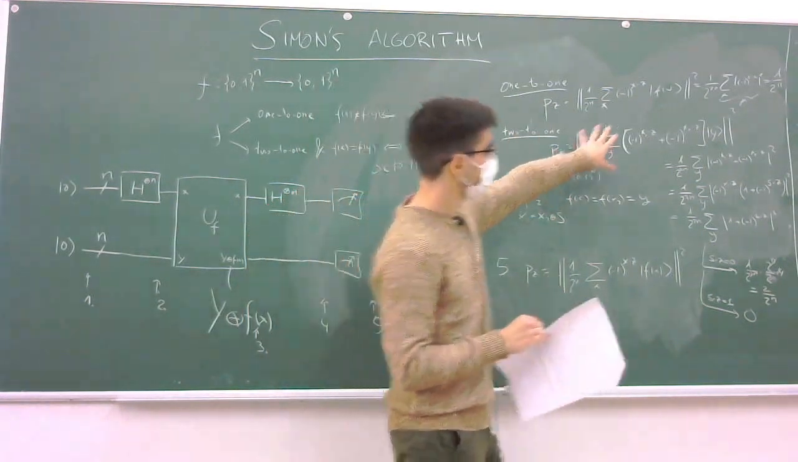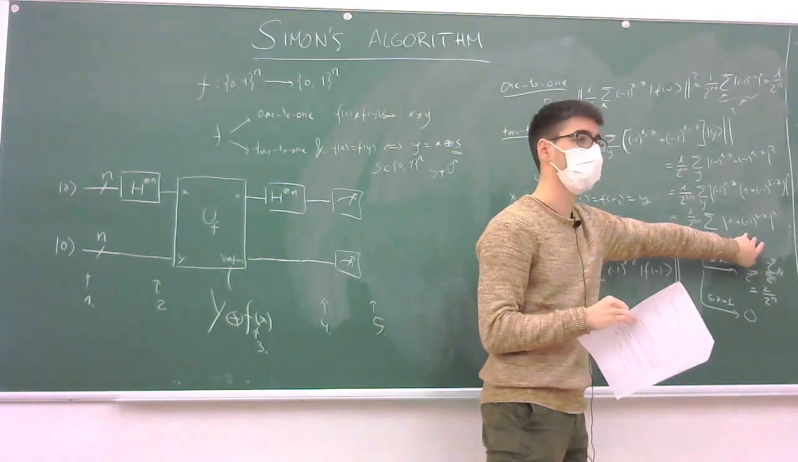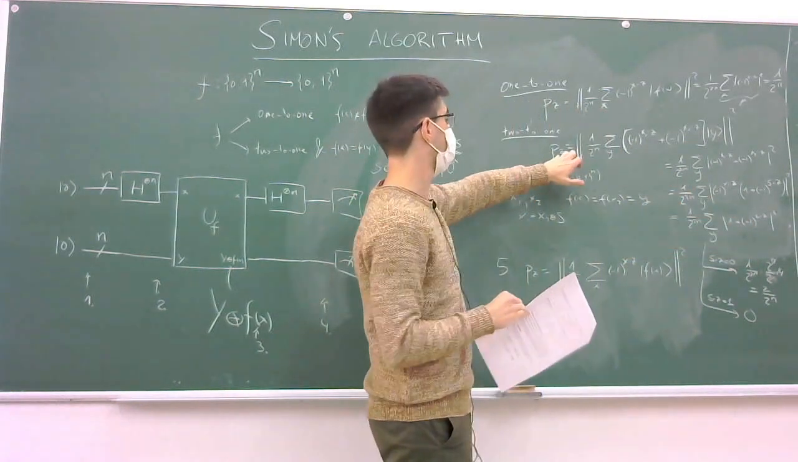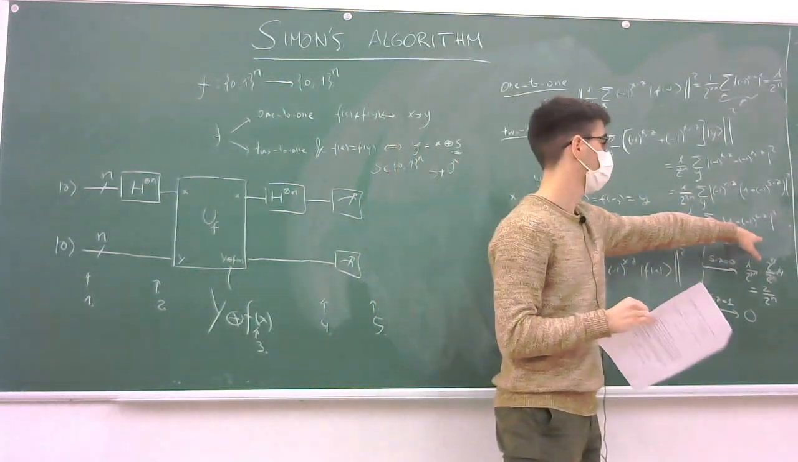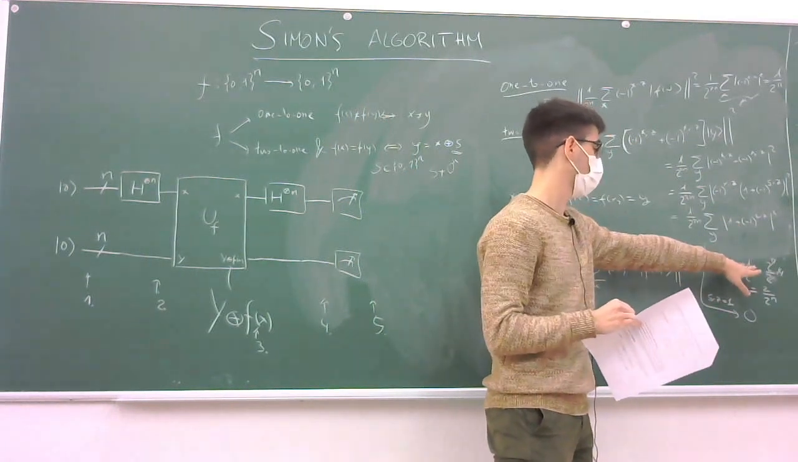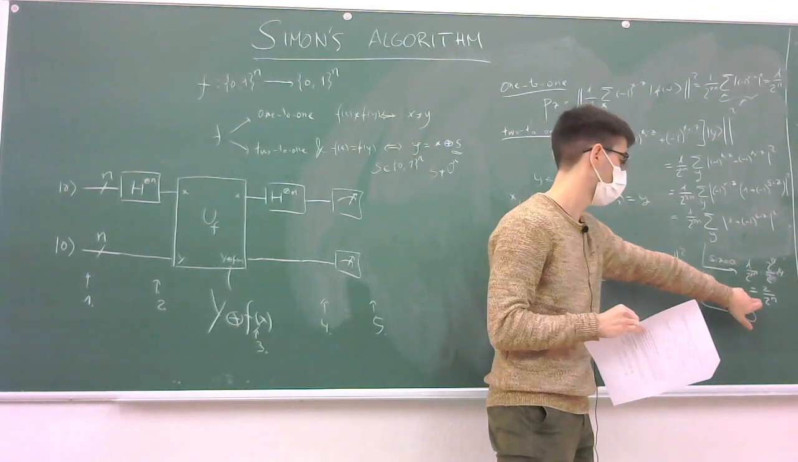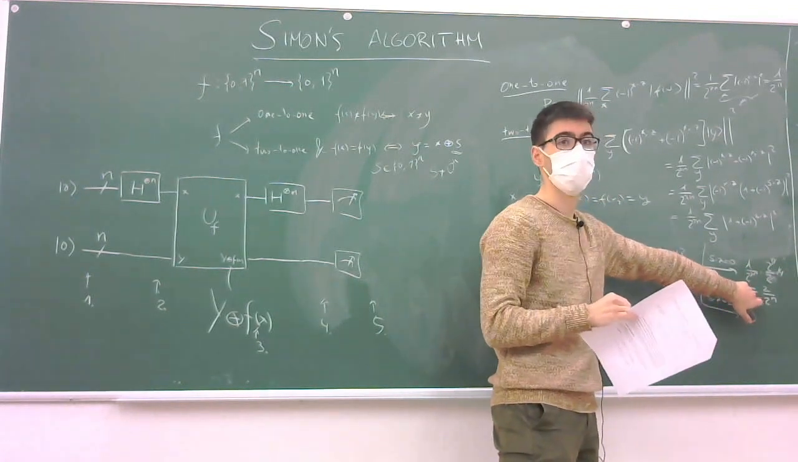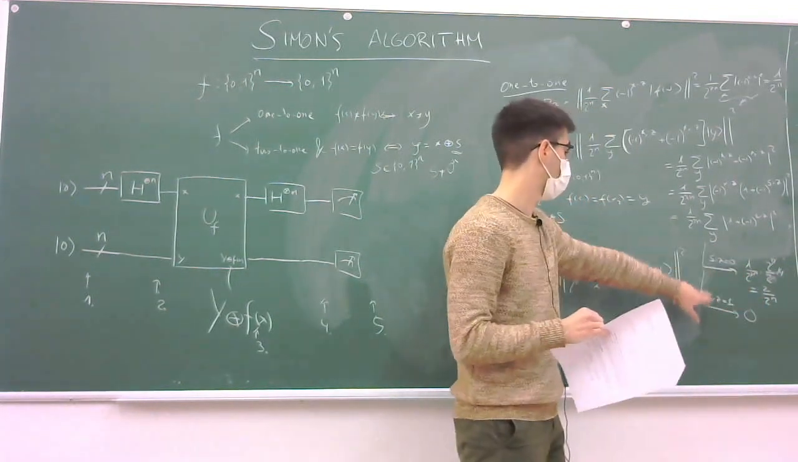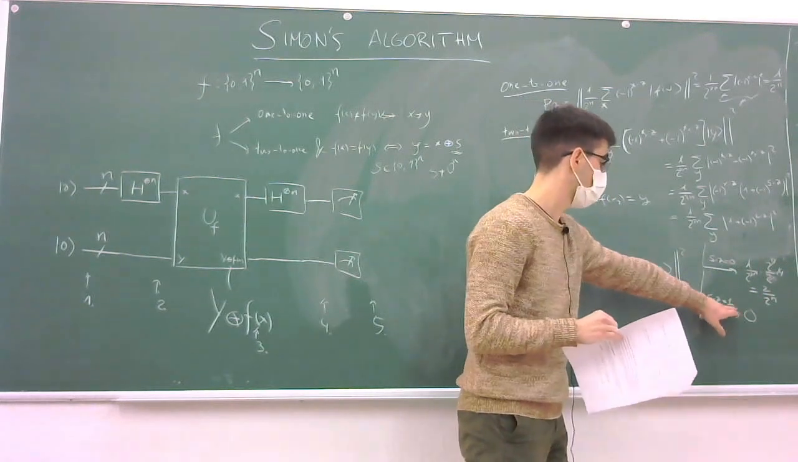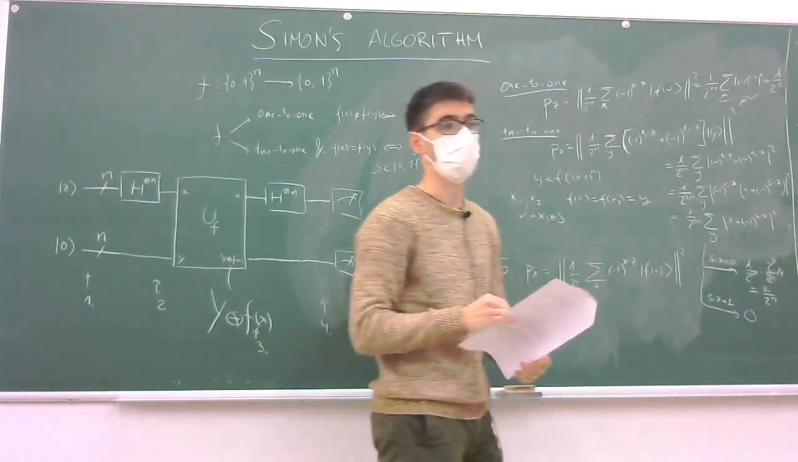So here we have arrived at this equation for the probability to measure z, and we have two possibilities: either s times z is equal to 0, and in this case you have a fixed, constant probability, or s times z is equal to 1, and then you have a 0 probability.